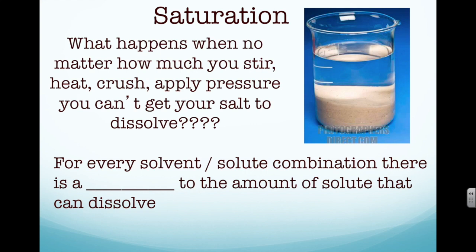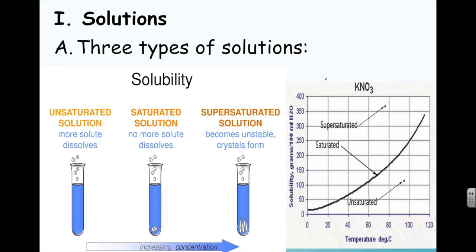So let's talk about saturation. What happens when you start adding enough of a solute to a solvent? Is there a point where the solvent can just not hold any more? Yes. That point is the saturation point, or the saturation content. For every solvent-solute combination, there is a limit to the amount of solute that can dissolve. All right. So now there are three types of solution: the unsaturated, the saturated, and the supersaturated.